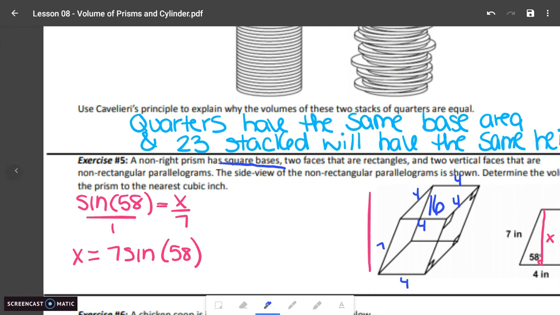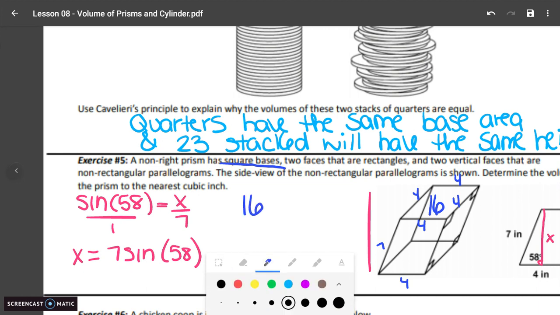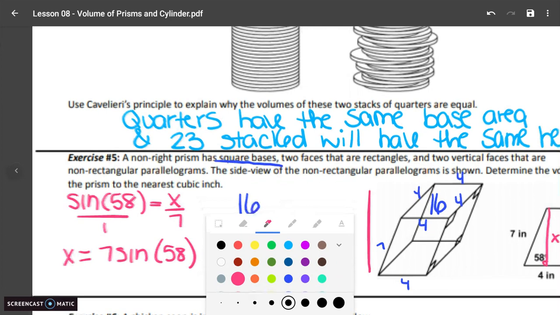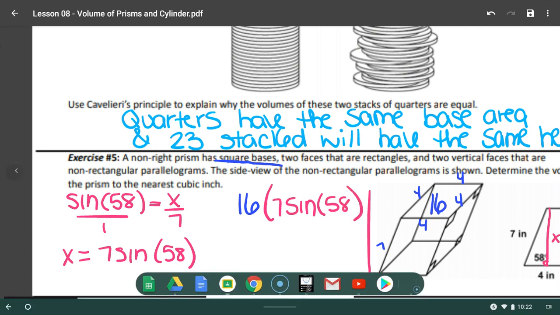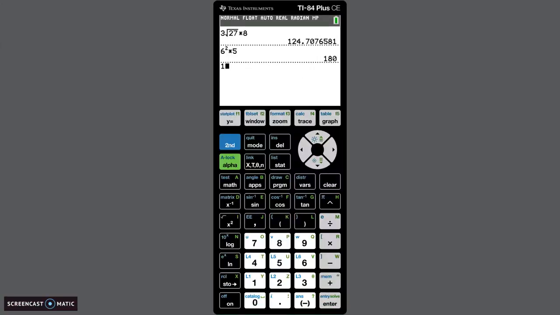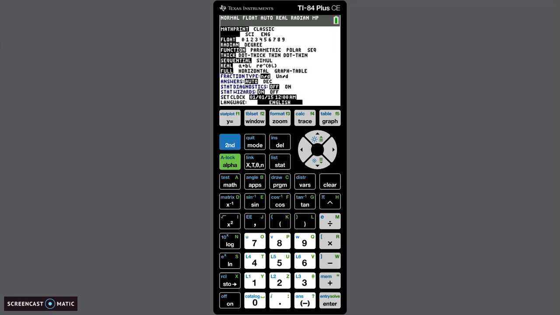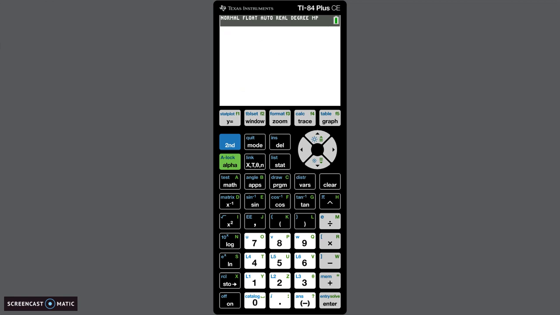And here's my height. So I'm taking the 16 times this height. I'm just going to let my calculator do work for me here. Now, I know my calculator reset, so I'm making sure I'm in degree mode. If you haven't changed your degrees, then you should be fine. But I have 16 times 7 sine of 58. And we get 95 inches cubed because it's volume.